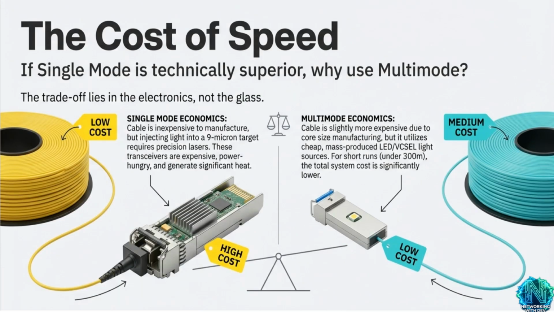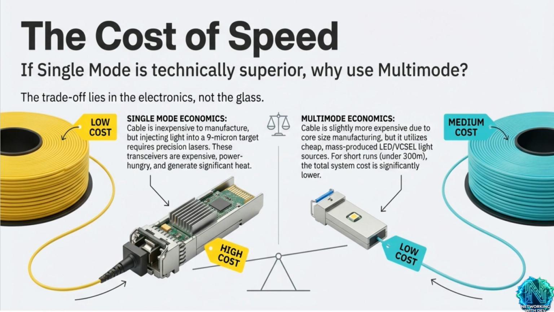We've seen that single mode is the undisputed marathon runner of networking. But in the real world, performance is always a balancing act with budget. The trade-off isn't actually in the glass itself. Single-mode cable is surprisingly inexpensive to manufacture. The cost lies in the electronics. Trying to hit a microscopic 9-micron target requires precision lasers and complex transceivers that are expensive, power-hungry, and generate a lot of heat. Multimode flips that script.